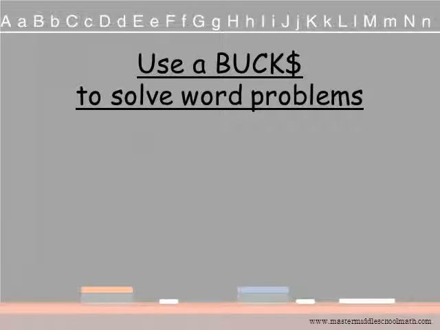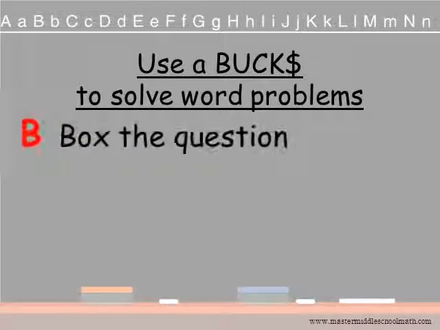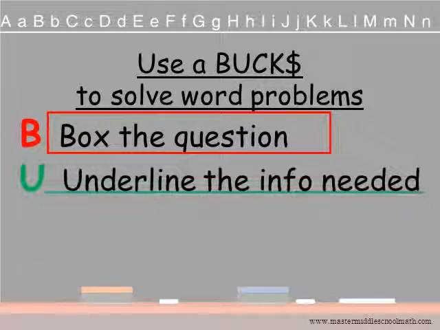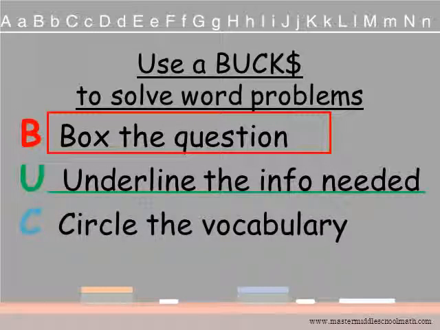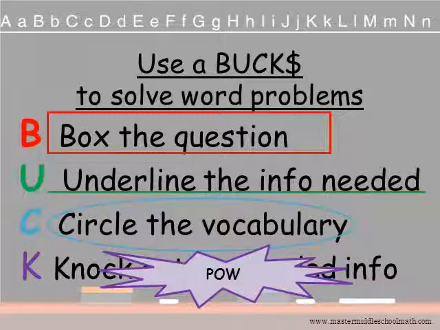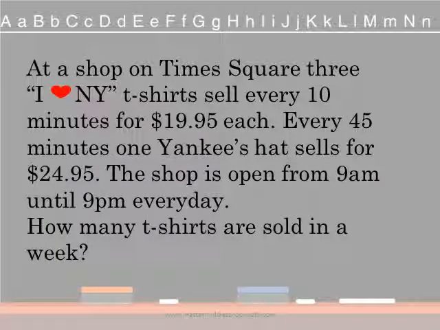So use a BUCK to solve word problems. B, box the question. U, underline the information needed to solve the problem. C, circle the vocabulary that you'll need to know in order to answer the question. And K, knock out the unneeded information. Many people get confused because they look at information that's not relevant to the question. So the first step is to read your question.